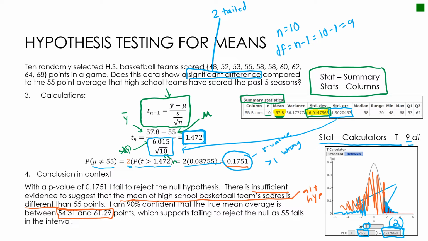I am 90% confident that the true mean average is between 54.31 and 61.29 points. And again, 55 is in here, and therefore it's okay. We're saying that supports failing to reject as 55 falls in the interval. You should not say things like, well, 55 is in the interval, but it's really close to the outside, so we're not sure. That's not how it works. We're saying we're 90% confident that the true value is between the two answers that I've given you, 54.31 and 61.29.